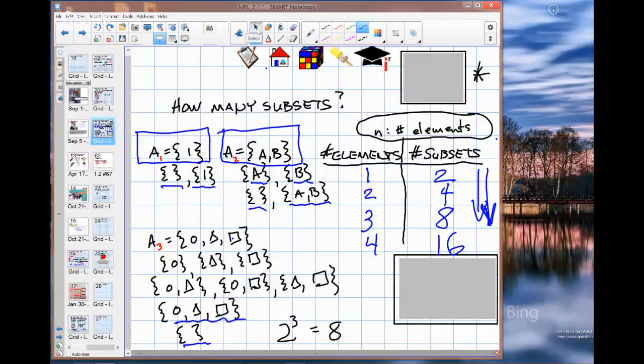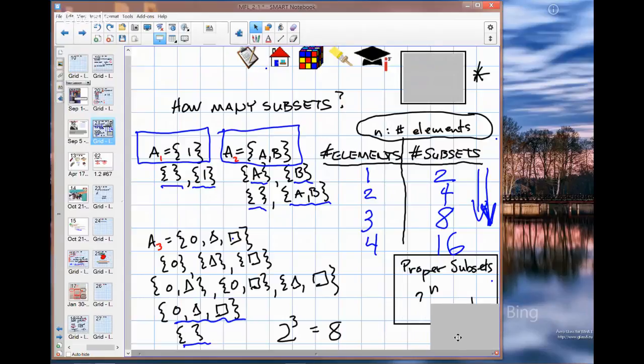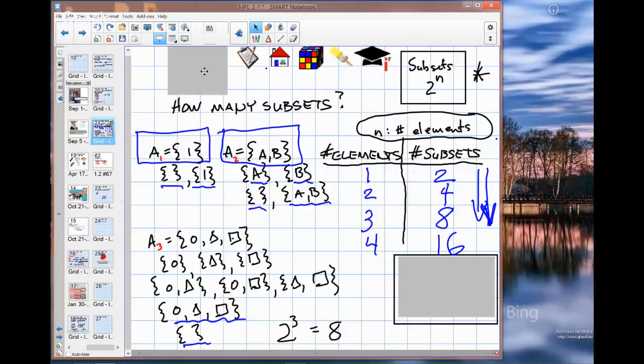Well, here's the easy way to remember that. It's up here on the top. If n is the number of elements, then 2 to the n power is the answer. So in other words, this is 2 to the 1 power. 2 to the 2 power is 4. 2 to the 3 power is 8. 2 to the 4 power is 16. So what if there were 8 elements? Then it would be 2 to the 8th power: 2 times 2, 8 times.